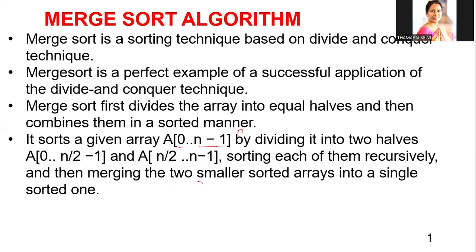For example, if you have 8 elements in the array, then n by 2, 8 by 2, will give 4. 4 minus 1 is 3. So first 0, 1, 2, 3. These elements will be in the first half, and 4th, 5th, 6th and 7th, these 4 elements will be in the second half. Again, this will be divided into 2, 0 and 1, here 2, 3. So if you have an array, this array will be divided into 2 halves, and again each is going to be divided into 2, 2, 2, etc.